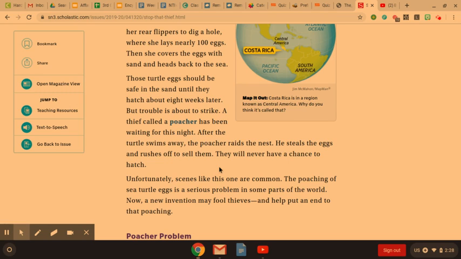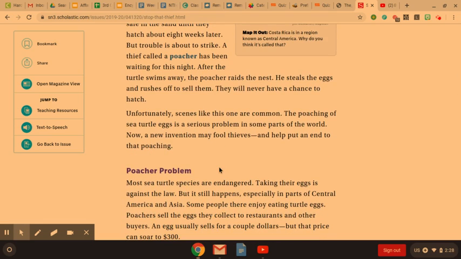A thief called a poacher has been waiting for this night. After the turtle swims away, he raids the nest. He steals the eggs and rushes off to sell them. They will never have a chance to hatch. Unfortunately, scenes like this one are common. The poaching of sea turtle eggs is a serious problem in some parts of the world. Now, a new invention may fool thieves and help put an end to that poaching.